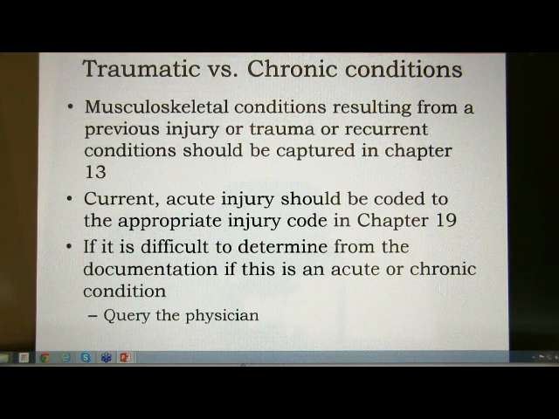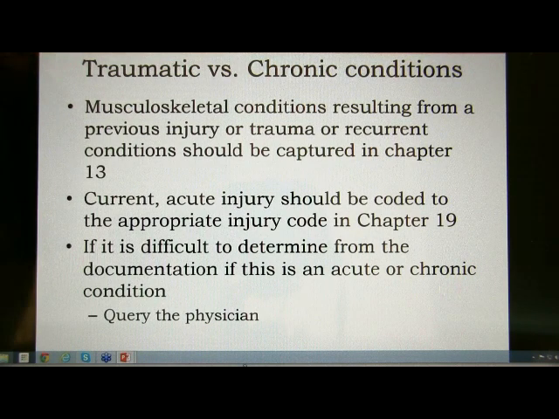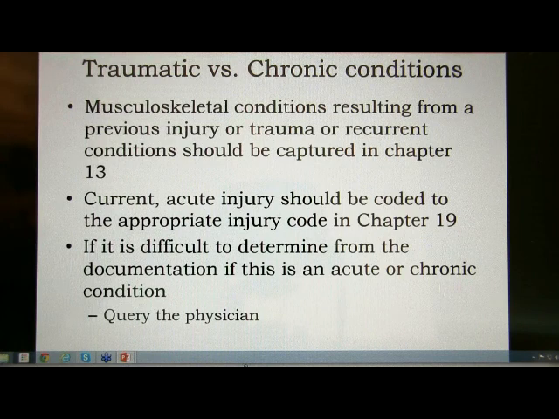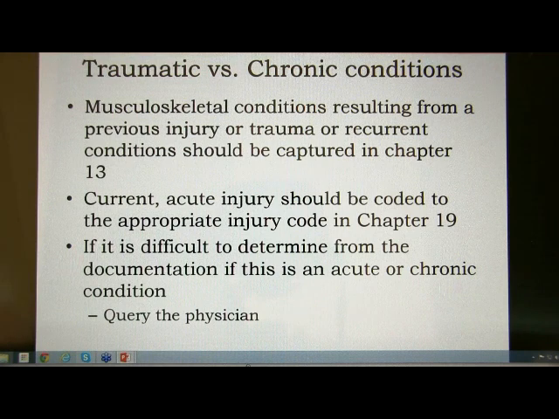So traumatic versus chronic conditions, like we mentioned, the musculoskeletal conditions, previous injury or trauma, recurrent conditions are captured here in the musculoskeletal chapter. Acute injuries or traumatic fractures are in the injury section, which is in chapter 19. And from a documentation standpoint, if the coders cannot tell what type of fracture this is, they should be coming back to you as the physicians to get that clarification into the note. We cannot just assume that it's a traumatic fracture if the note doesn't tell us. Usually we're finding out from the note, though, how the fracture happened, and that's usually a good indication for us of whether this was traumatic or not.